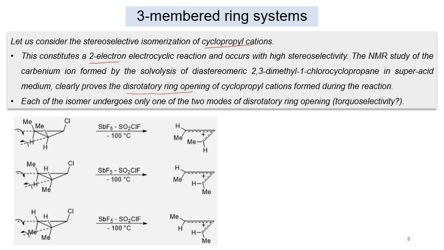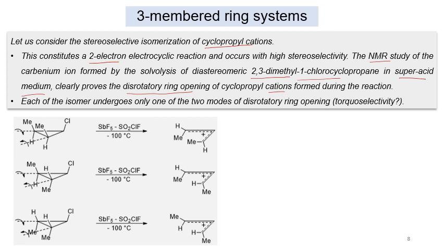Now, how can we be sure that these systems undergo a disrotatory opening? Because one would think that once the cation is formed, the stereoselectivity or stereospecificity does not matter, but it does matter. And this has been proved by NMR studies of these particular carbonium ions, which are formed from diastereomeric 2,3-dimethyl-1-chlorocyclopropanes in superacid medium.